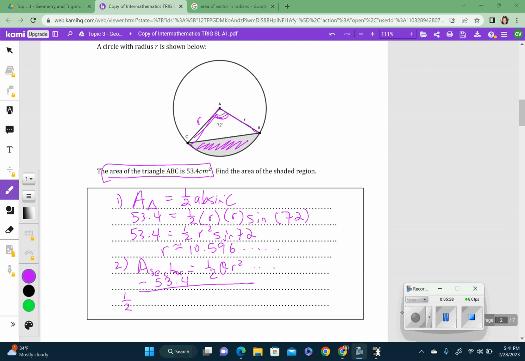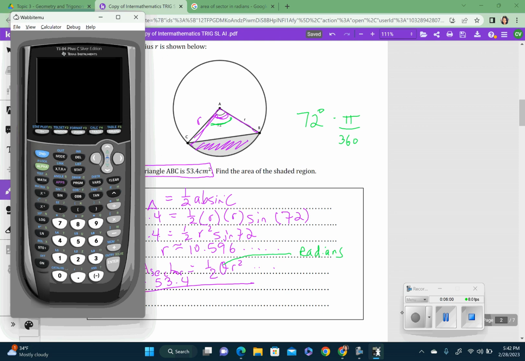All right, so now this is the thing that the reference sheet or the formula booklet does not tell you. This theta, this angle, has to be in radians, right? So you have to convert this 72 degrees right here to radians. So how do you do that? How do you convert from degrees to radians? All you do is you multiply it by pi over 360 degrees, okay?